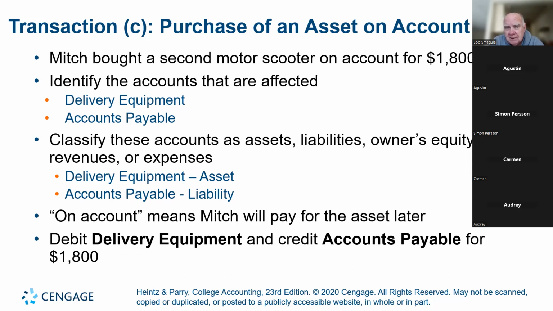Guess what? It's accounts payable because we're the ones who have to make the payment. The company that sold us the motor scooter, they call it accounts receivable because they're the ones who are going to get the money. So we have to increase the delivery equipment and we have to increase accounts payable. Accounts payable is the number that we owe to our suppliers at that point in time. So we're going to debit delivery equipment. We're going to credit accounts payable.